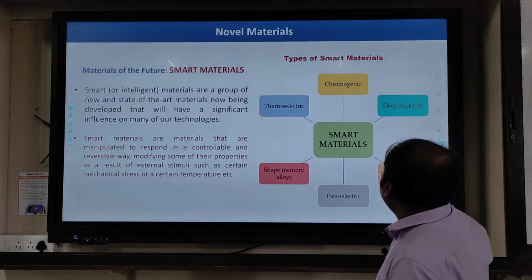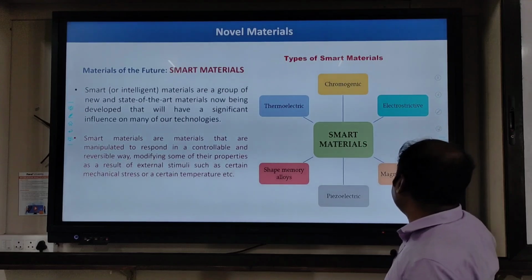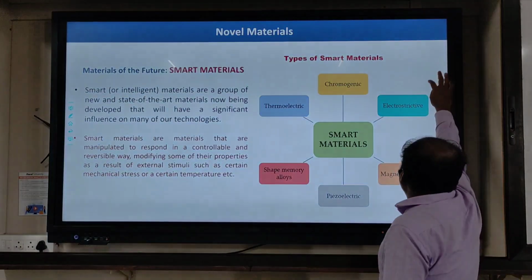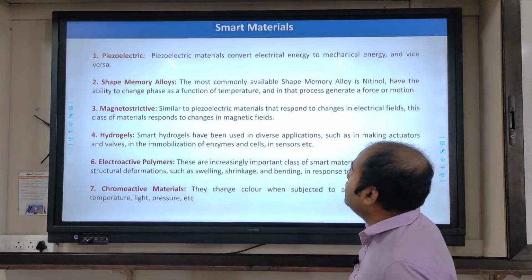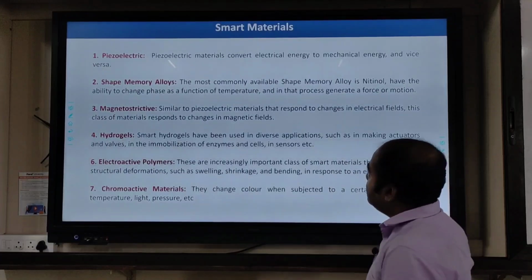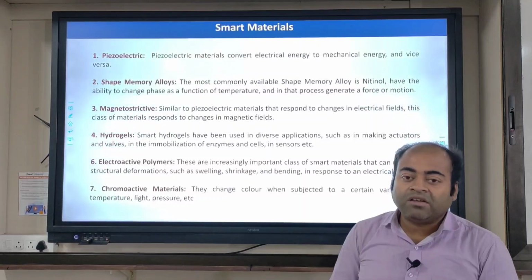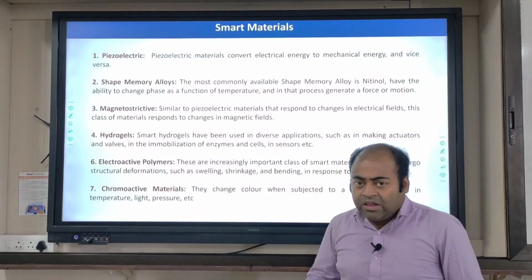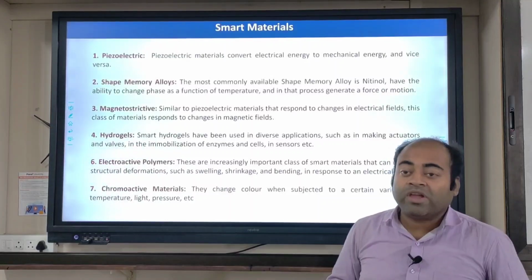Various examples of smart materials are thermoelectric, chromogenic, electrostrictive, magnetostrictive, piezoelectric materials, and shape memory alloys. So let us discuss these materials briefly. Now, piezoelectric materials are smart materials. They convert electrical energy to mechanical energy and vice versa. Not all piezoelectric materials are nano. There are many materials which in bulk state also exhibit the piezoelectric effect. But in the nano range, the piezoelectric properties may be much more enhanced.